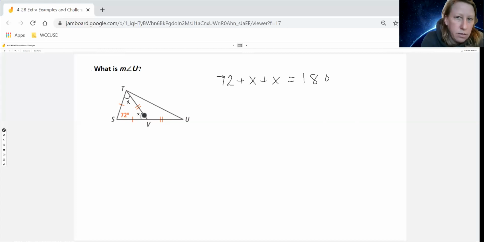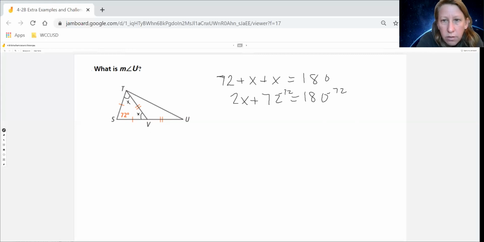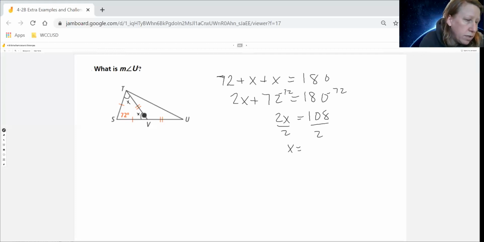So I'm going to do the algebra. 2x plus 72 is the same as 180. 180 minus 72 is 108. I'm going to do this the little way. So 2x is the same as 108. On the calculator, I'm dividing both sides by 2, and I get 54. Okay, that's fun.